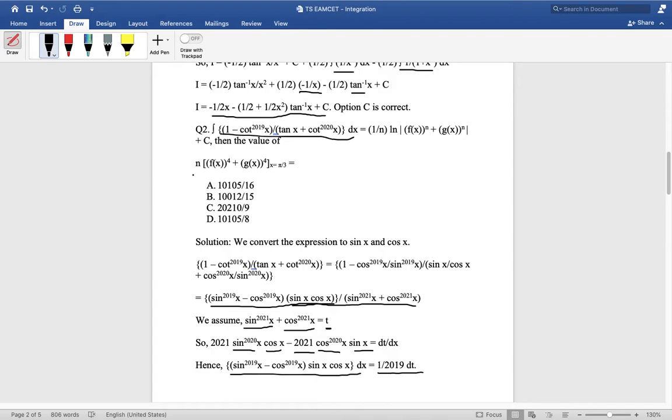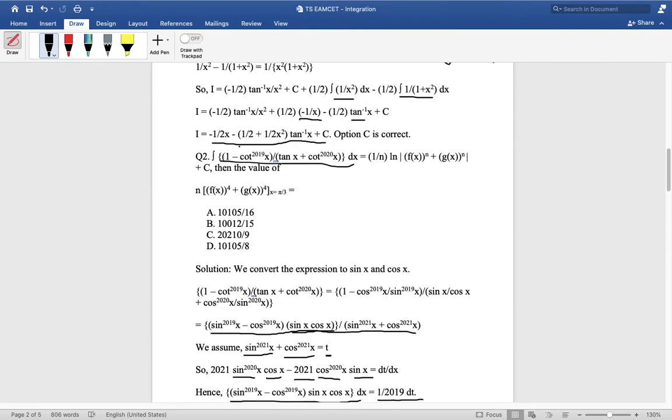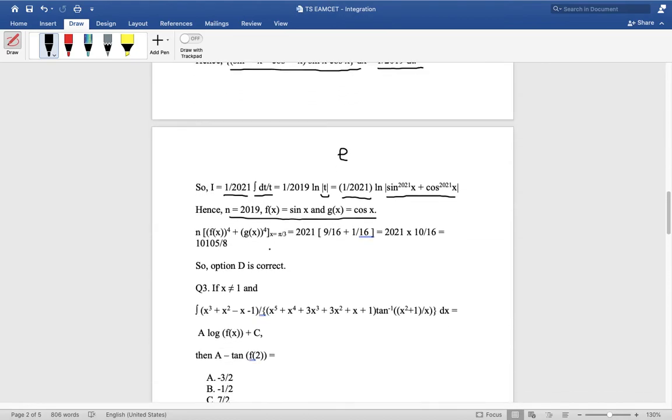What has the question asked us to do next? Find the value of n into f(x) raised to the power 4 plus g(x) raised to the power 4 when x equals pi by 3. So I know f(x), I know g(x), I know n, so I can easily do it now. So this will be 2021 times f(x) raised to the power 4 at x equals pi by 3.